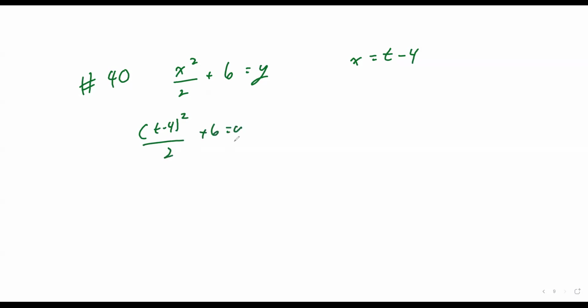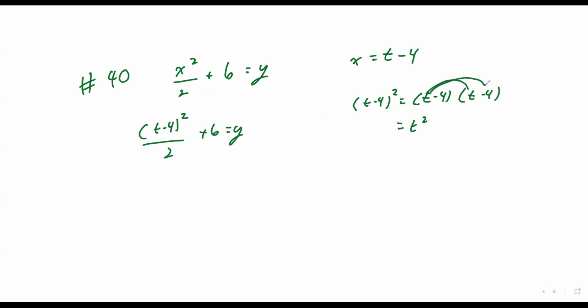All right, one more of those types. So let's look at number 40. This one says x squared over 2 plus 6 equals y, given x equals t minus 4. So I'm going to plug that in. So that's going to give me (t minus 4) squared divided by 2 plus 6 equals y. So remember, this is (t minus 4) squared. So (t minus 4) squared, again, is (t minus 4) times (t minus 4). So again, I get t squared.